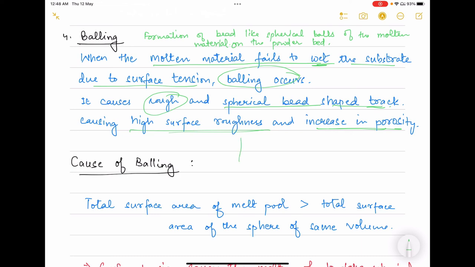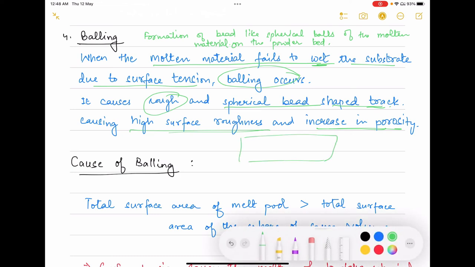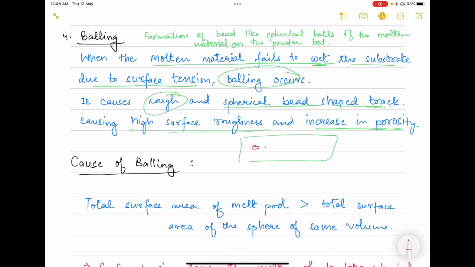So if this is your surface and balling has occurred, then your track will look something like this. This is a bead, and this kind. So there is porosity as well in between associated with this, and these balls already cause high surface roughness.